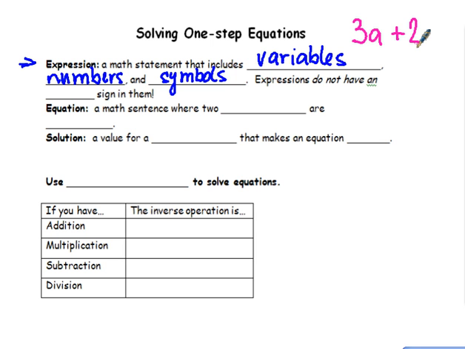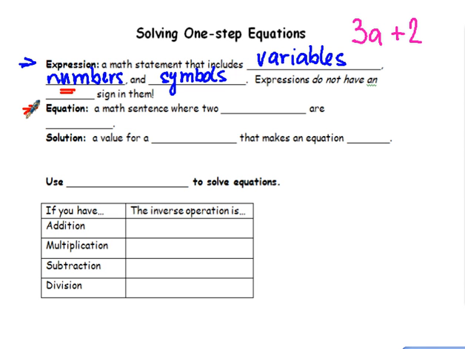Expressions do not have an equal sign in them. They would not be expressions anymore. They would become equations. So please remember that. This is an expression, 3a plus 2. Let's move to the next step, equation.